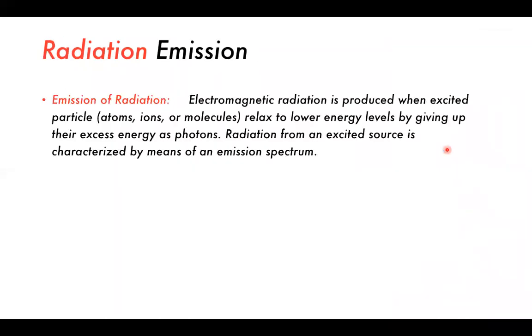So the matrix that the sample is in, these are differences between atomic absorption spectra and molecular absorption spectra. Radiation emission then, so emission of radiation. Electromagnetic radiation is produced when excited particles, such as atoms, ions, or molecules, relax to lower energy levels by giving up their excess energy as photons. Radiation from an excited source is characterized by means of an emission spectrum.